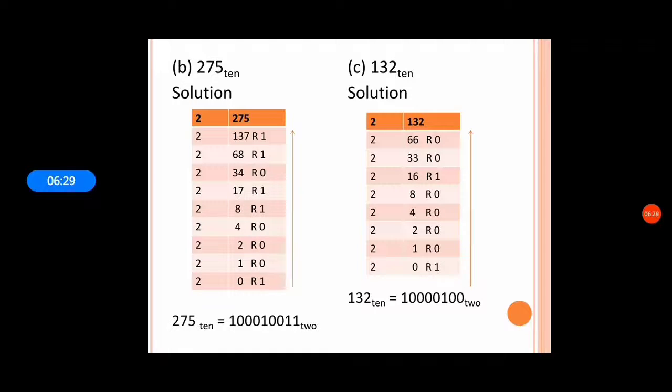So 33 divided by 2 gives us 16, remainder 1. 16 divided by 2 gives us 8, remainder 0. 8 divided by 2 gives us 4, remainder 0. 4 divided by 2 gives us 2, remainder 0. 2 divided by 2 gives us 1, remainder 0. And 1 divided by 2 gives us 0, remainder 1.